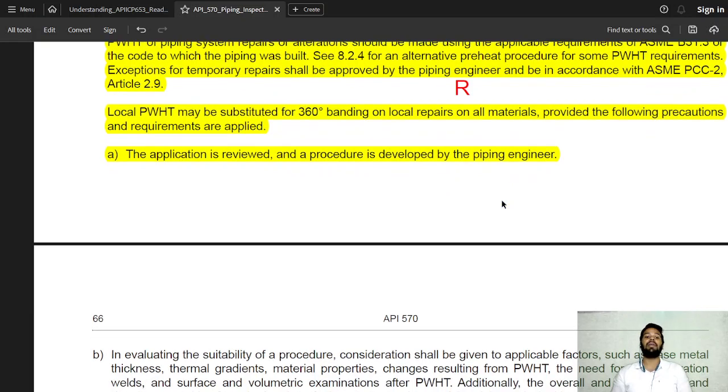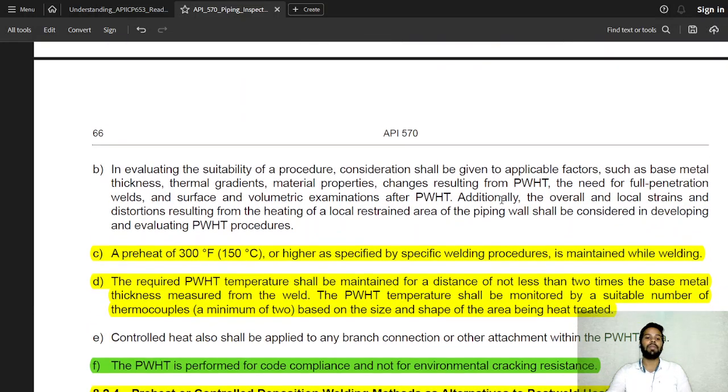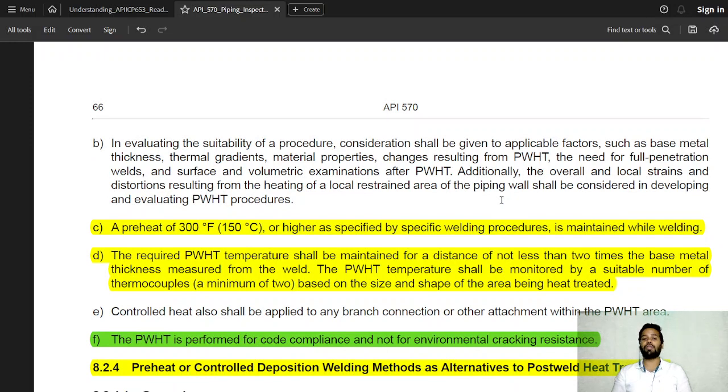The local PWHT may be substituted for 360-degree banding on the local repairs on all materials, provided the following precautions and requirements are applied. The application is reviewed and the procedure is developed by the piping engineer. Evaluating the suitability of the procedure, consideration shall be given to applicable factors such as base metal thickness, thermal gradient, material properties, changes resulting from post-weld heat treatment, need for full penetration welds, surface and volumetric examination after post-weld heat treatment. Additionally, the overall and local strains and distortion resulting from heating of the local restrained area on the piping wall shall be considered in developing and evaluating post-weld heat treatment procedures.